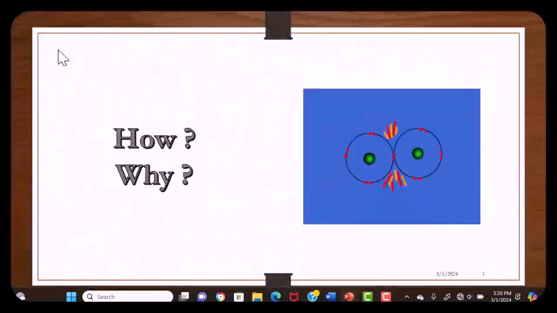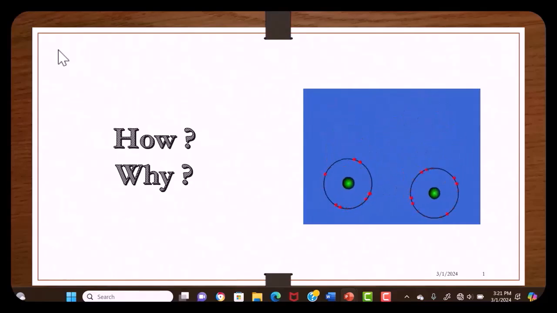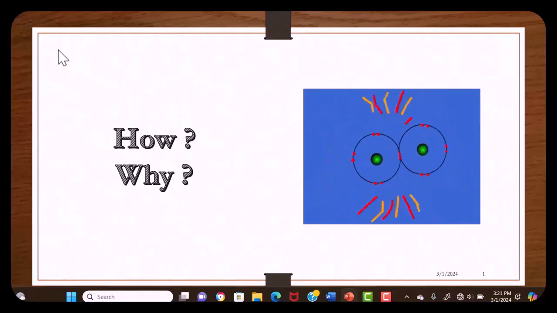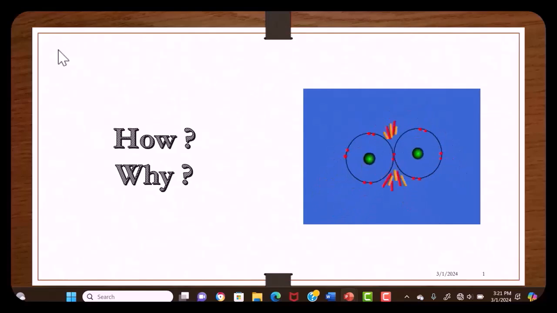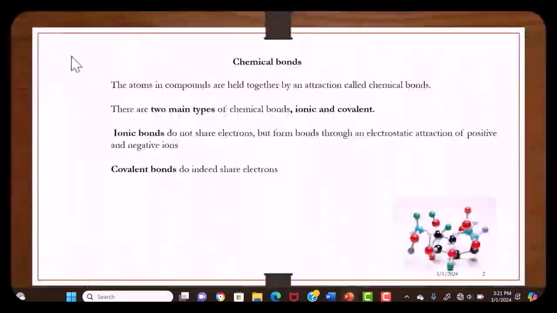So up to this point, we've talked about the atom, the different subatomic particles of the atom, and how the atom is constructed. In this chapter, I want to go into how 2 or more atoms are brought together and how compounds and molecules are constructed. The atoms in compounds are held together by attractive forces called chemical bonds. There are 2 main types of chemical bonds, ionic and covalent. Ionic bonds do not share electrons, but form bonds through electrostatic attraction of positive and negative ions. Covalent bonds do indeed share electrons.